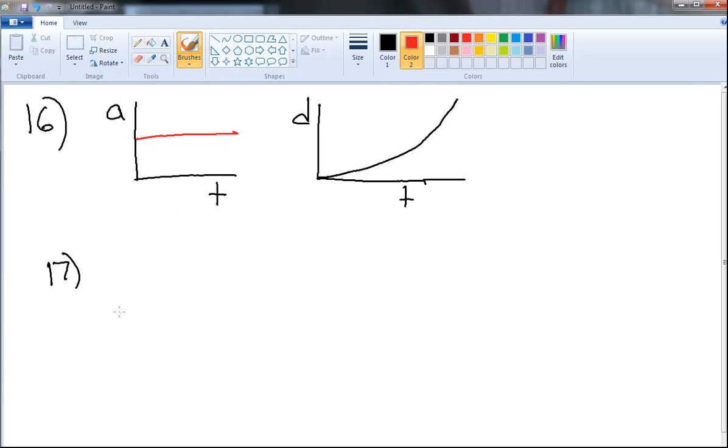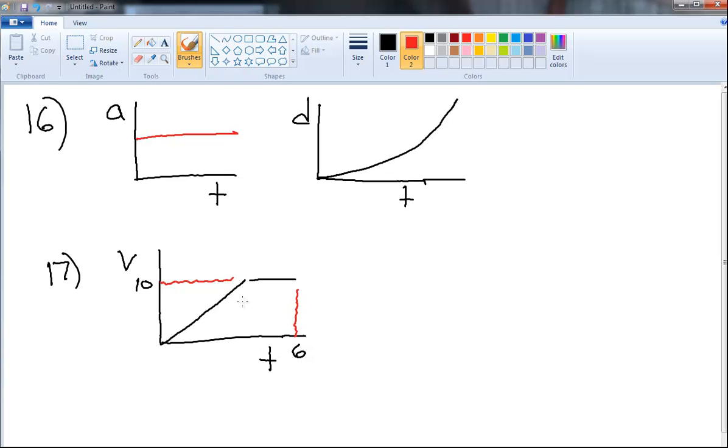Number 17. Base your answer to the following question on the graph below. During a 6-second time interval, what's the total distance traveled by the car? They've given us a velocity versus time graph. It looks something like this, and then it peaks out here. This number right here is about 10. And then we have 6 seconds right here.